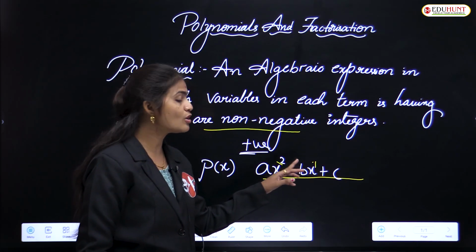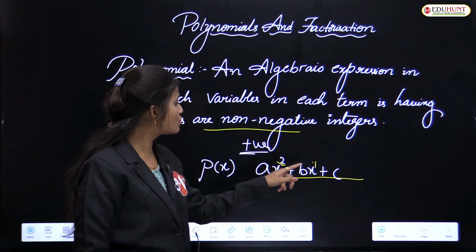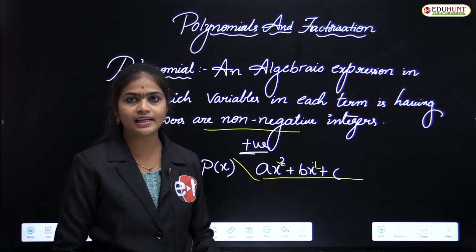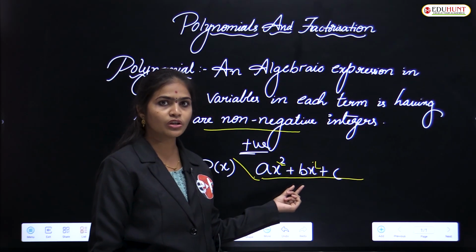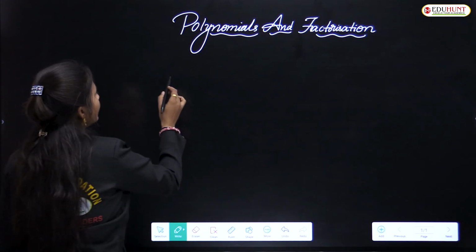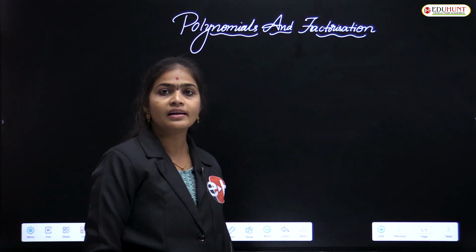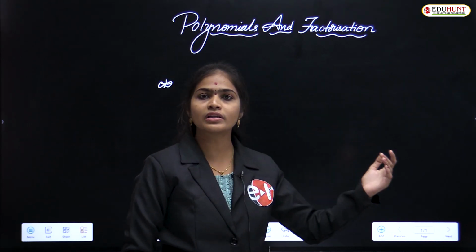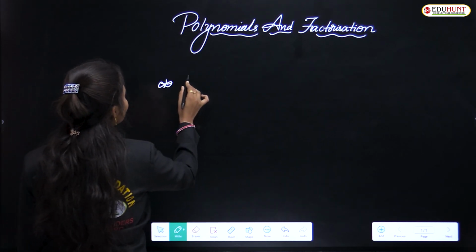So the power of each variable in each term is a non-negative integer. These are positive integers only, no? So we will call this a polynomial. Is it clear to you? Here a is called the coefficient of x square, b is called the coefficient of x, and c is the constant. Now see here. We can talk about like terms and unlike terms of a polynomial also, right? A polynomial has one term or more than one term, so among the terms, there are like terms and unlike terms. So what does a like term mean?